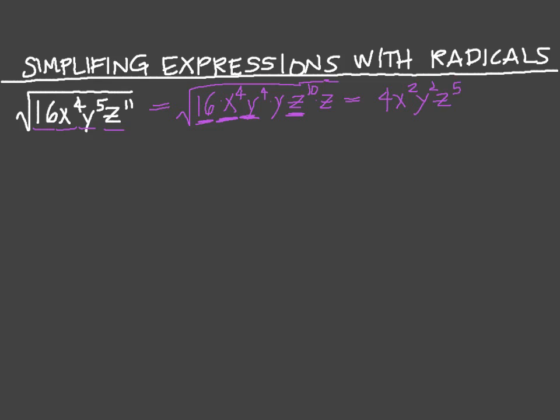Now let's look at what's left over. Y is left over, and z is left over. So I've got the square root of y, z left over. And that would be my final simplified answer.